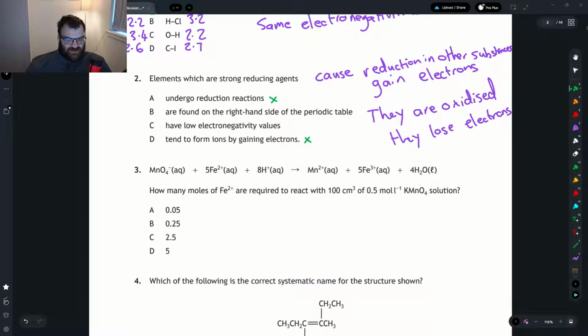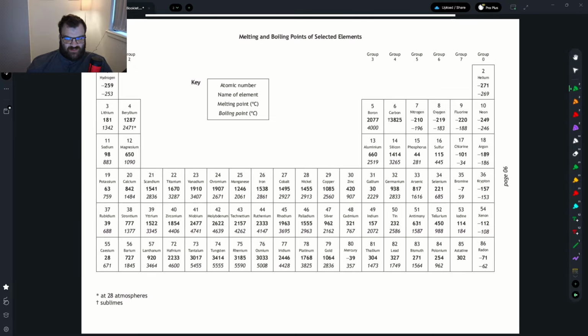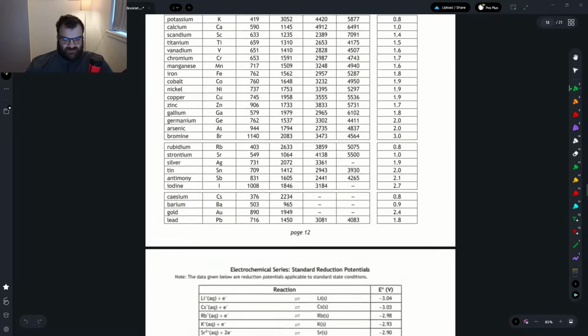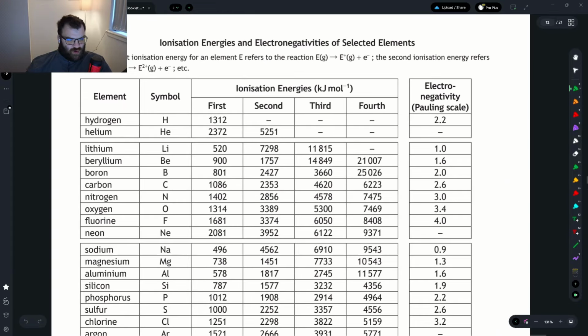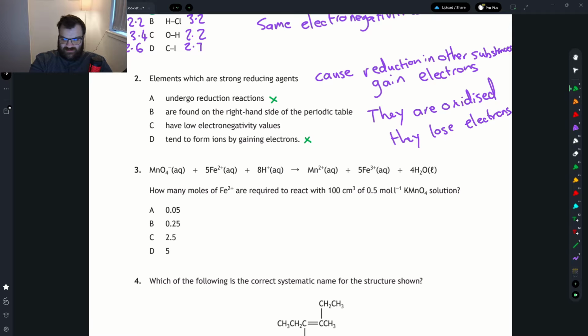Data booklet can help us to figure this out. So right hand side would be things like fluorine, and fluorine has the highest electronegativity value of 4. Let's do a little bit of thinking then. If we had F, whatever it's connected to will be lower than 4, unless it's another fluorine, in which case it would be the same. But in this case, the electrons will be pulled towards the fluorine with the higher value. That means fluorine is causing the other thing to lose. It's acting as an oxidizing agent. So that is not true.